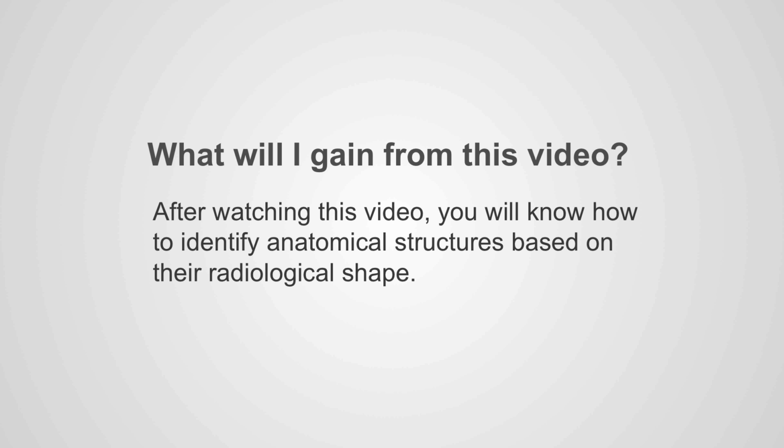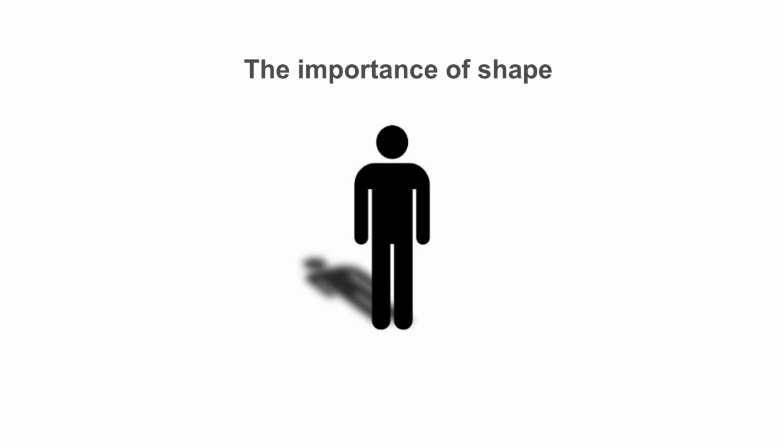What will I gain from this video? After watching this video, you will know how to identify anatomical structures based on their radiological shape. When a light beam shines on an object, the object will cast a shadow.